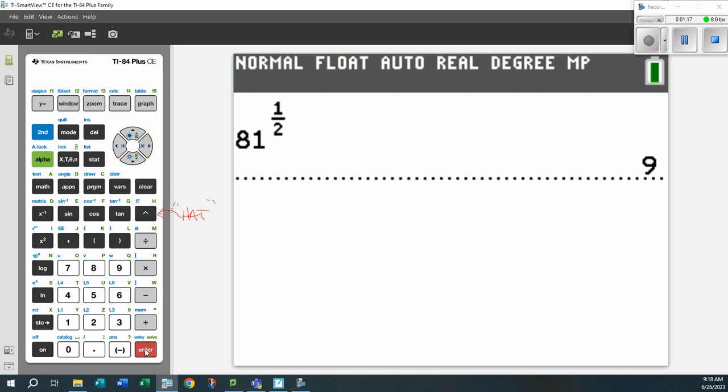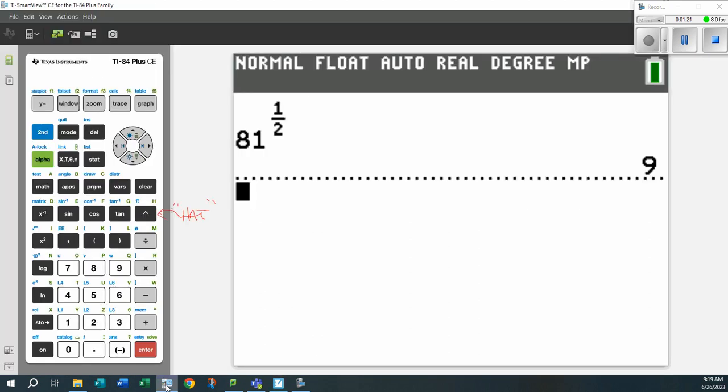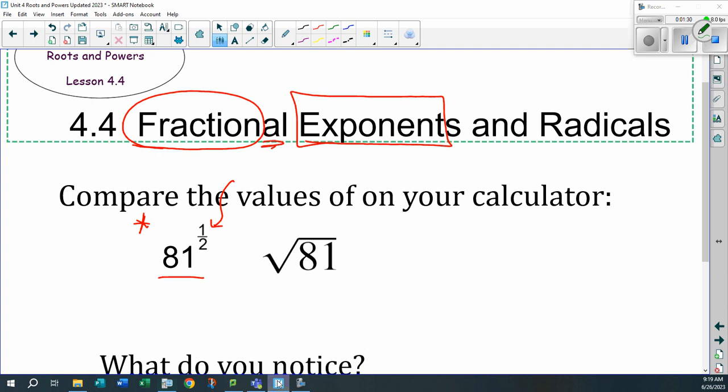Well, wait a second. What was the other thing we were supposed to compare to? Compare to the square root of 81. Okay, the square root of 81. Oh my goodness, it's also 9. So what does this mean? This means that these two things are equal. So this fractional exponent is just another way of, that's right, showing a radical.